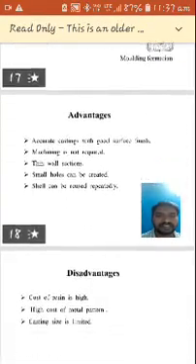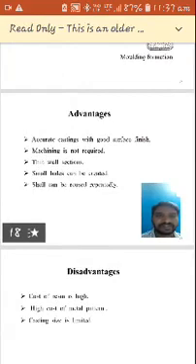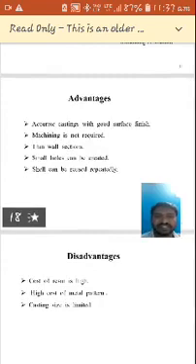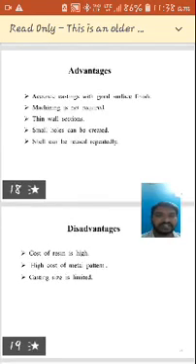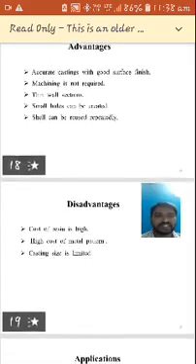The advantages are accurate casting with good surface finish. Machining is not essentially required. Thin wall sections are possible, and if you require them, you can use this method very easily. Small holes can be created. The shell can be reused and repeated. If you go for repeated operation of the same casting, there is no need to prepare the thin shell again and again. Once used, it can be reused repeatedly. That is the main advantage.